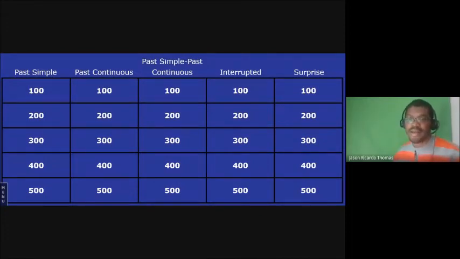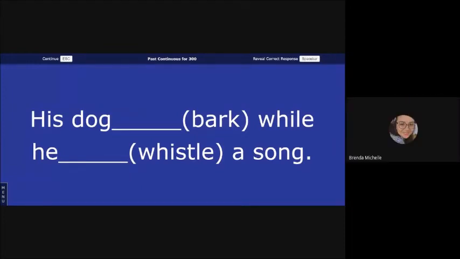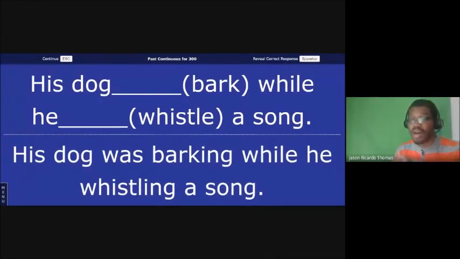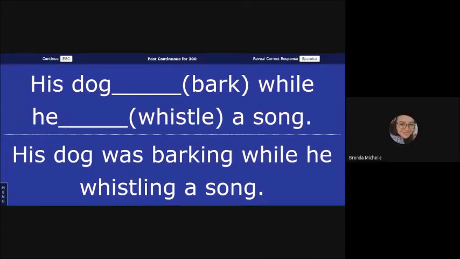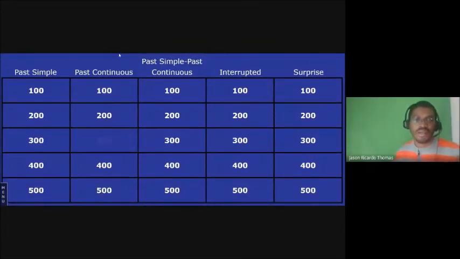Pick a category and choose an amount. Torres Lopez, did you lose your microphone as well? All right, she took forever. Brenda, jump in. You get to choose first. 300. All right. Past continuous. Remember, for past continuous, guys, you need your verb to be in past tense and your action verb in ing. Okay. His dog barked. Nope. It's past continuous, not past simple. His dog was barking. Was barking. All right. Repeat. His dog was barking while he was whistling. He was whistling. I forgot the was.